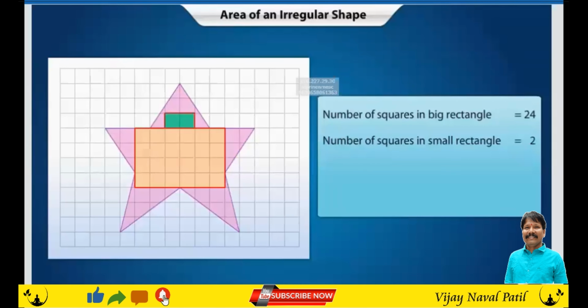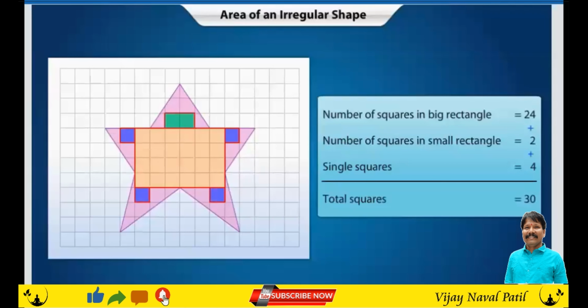We also need to find all the complete squares of sides 1 centimeter each. Here there are 4 such squares. So adding up all the squares of sides 1 centimeter that the star covers, we get 24 plus 2 plus 4, which is 30 squares.